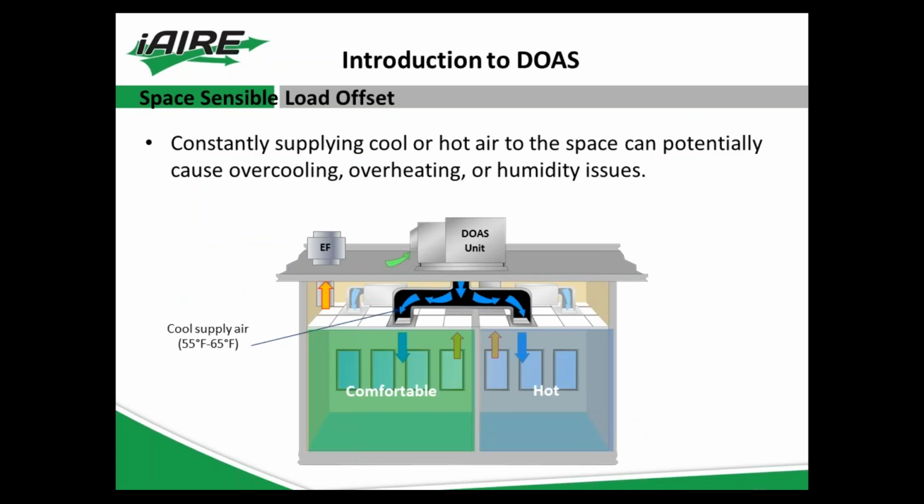I just want to say that this is a design you have to be careful with, just to make sure that you understand what it's doing to your spaces and whether your building layout or the application is the correct one for using this type of offset. Because if you're constantly supplying cooler or hotter air to the space, you can potentially cause overcooling, overheating, or humidity issues in your space. A lot of that stems from the fact that not all of your spaces are going to be at the same heating and cooling set point. Some may need more, some may need less, but the DOAS system is providing the same air to all those different spaces.